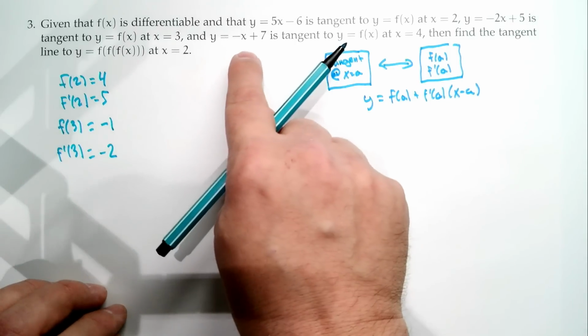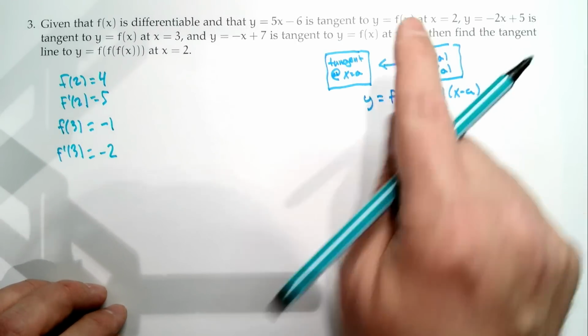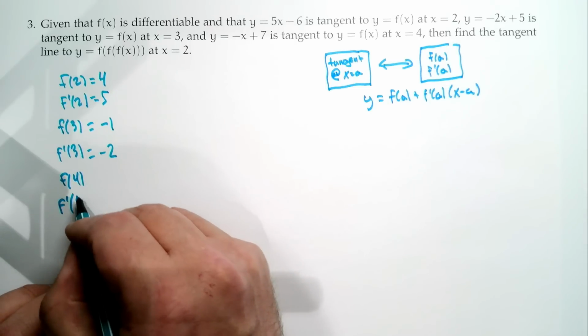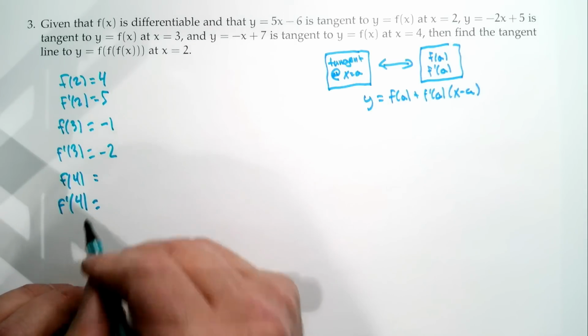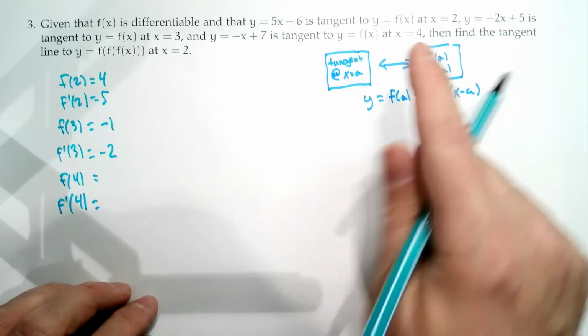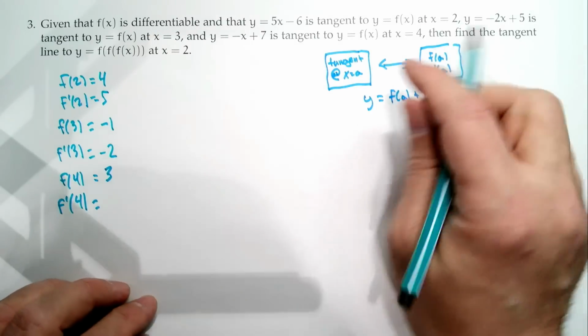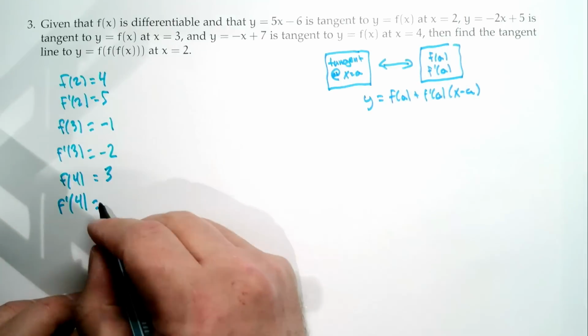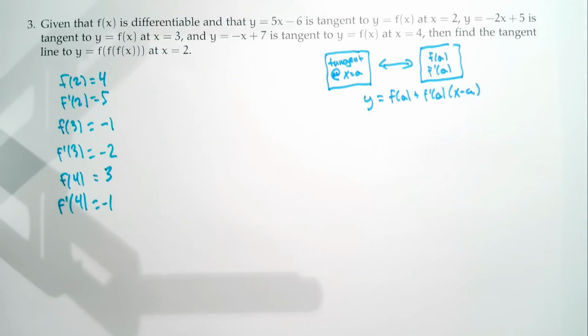And y equals negative x plus 7 is tangent at x equals 4. So that tells us we're going to get f of 4 and f prime of 4. So to get f of 4, we plug it in. Negative 4 plus 7 is 3. And to get f prime of 4, we read off the slope, and that's negative 1. So they gave us information about the tangent lines that translates into information about the function as we've listed here. So that's what we have in terms of f.